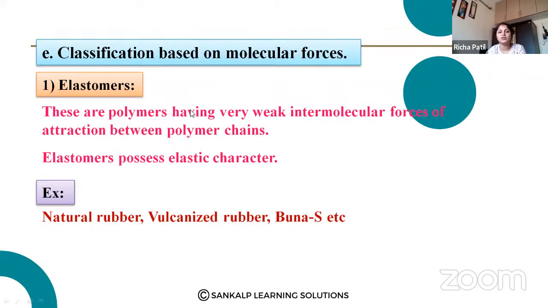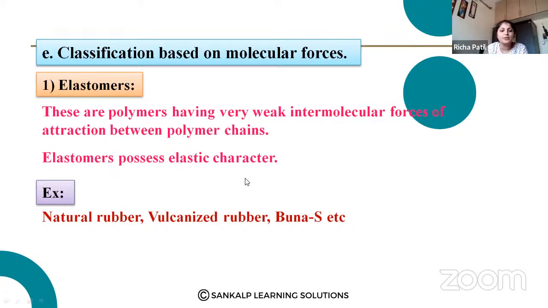These elastomers possess elastic character, so they have very weak intermolecular forces. Because of this elastic character, they can be stretched from the original shape, and if you leave them, they regain their original shape. So these are elastomers.